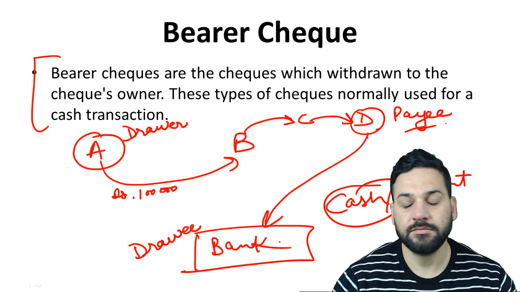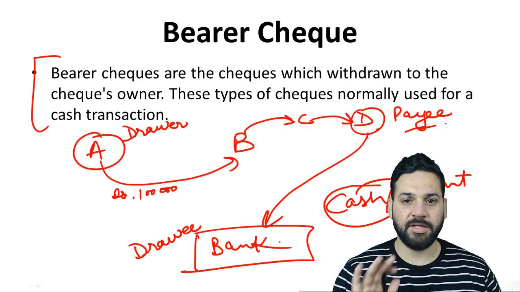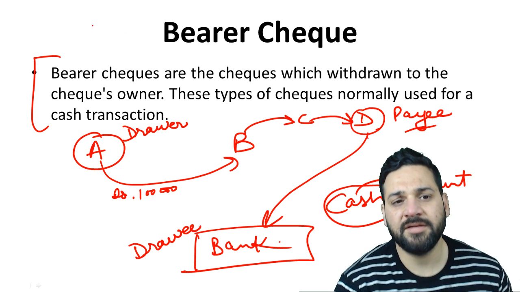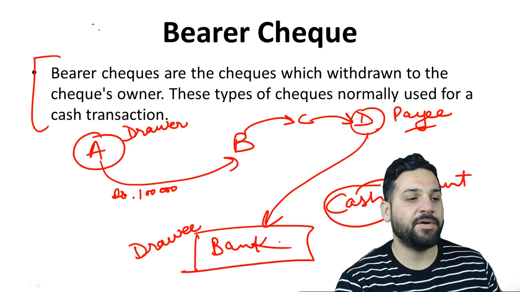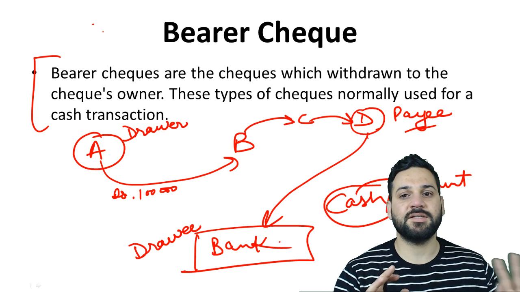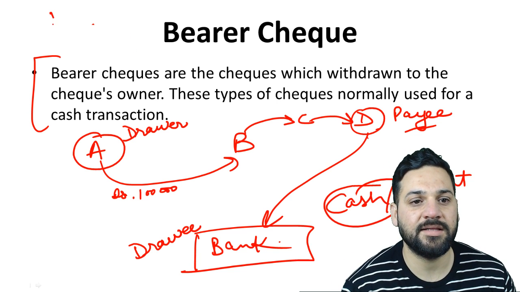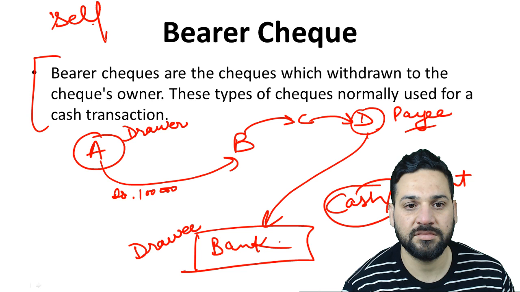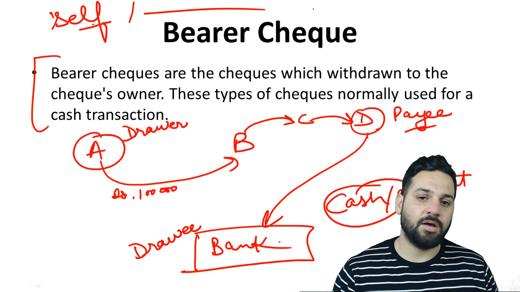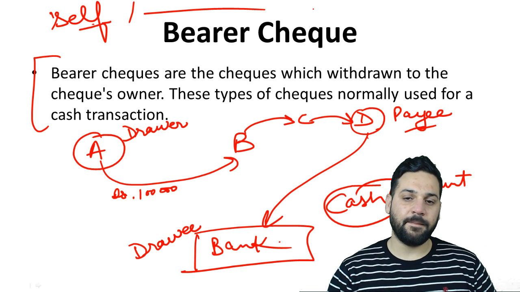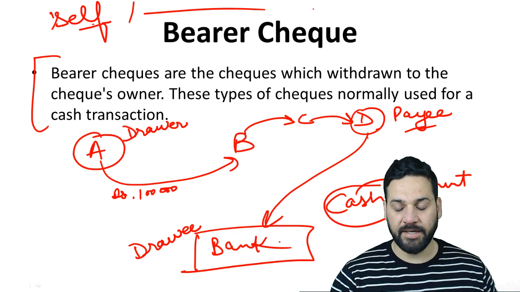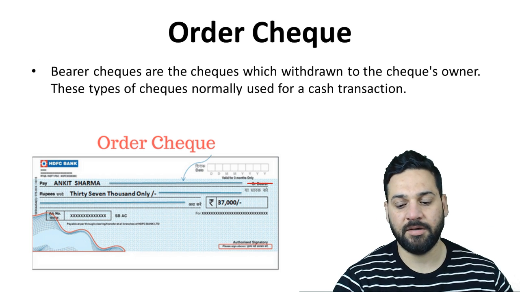So, whoever bears a check. Sometimes it also happens that a person goes to the bank and has a check book. He can write it like this, self. So he can go there and take the money, he can withdraw the money, right? So this is a basic type of bearer check.